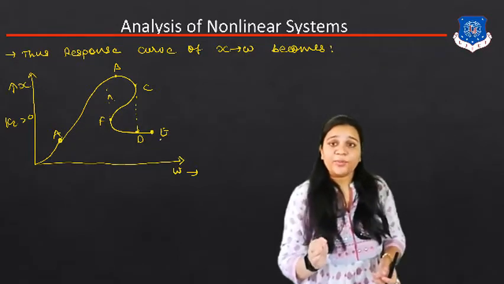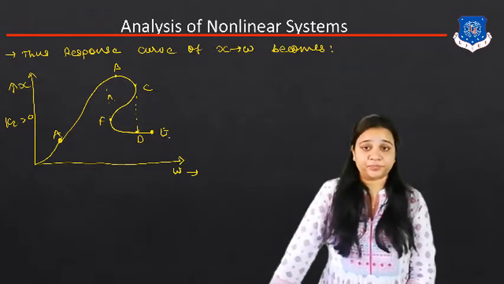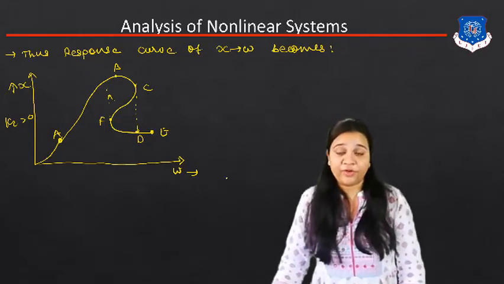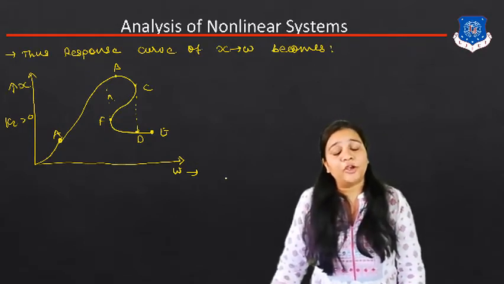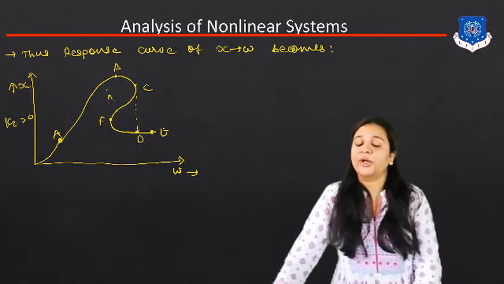So this type of response is the jump response for the nonlinear system. After E, as you know, if we change the value of omega up to infinity, the value of x is constant. So this is the saturation point for this particular system.